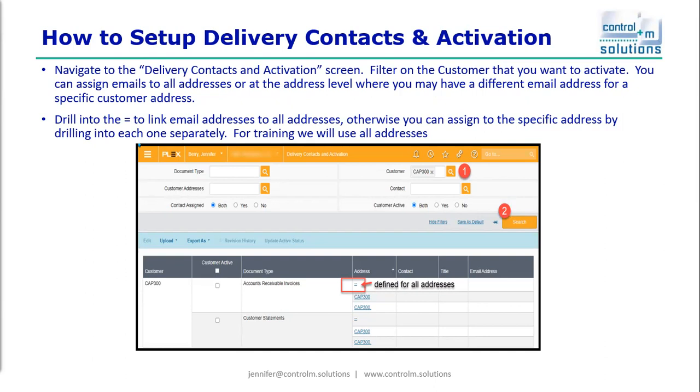If you have different contacts for different customer addresses, like if you have a customer who has 10 different ship tos, and maybe there's different people who should get those invoices, then you would assign it at the address level. For this example, I'm going to use the all addresses, that little equal sign. So I would just drill into that link right there.